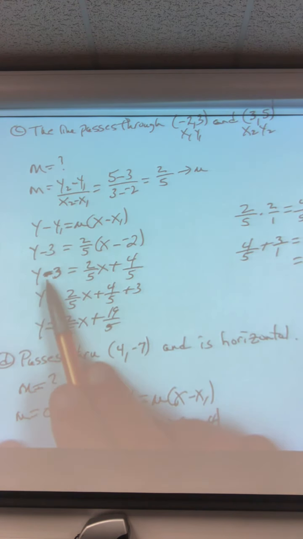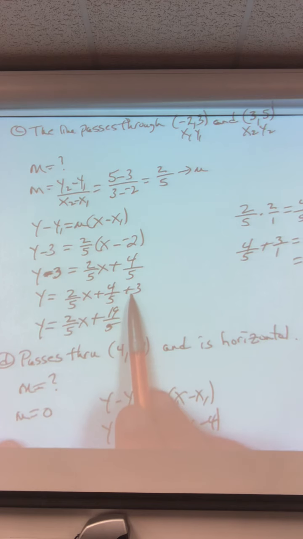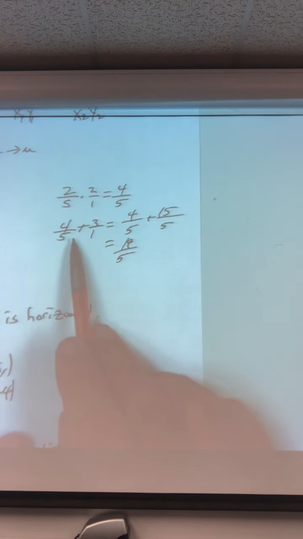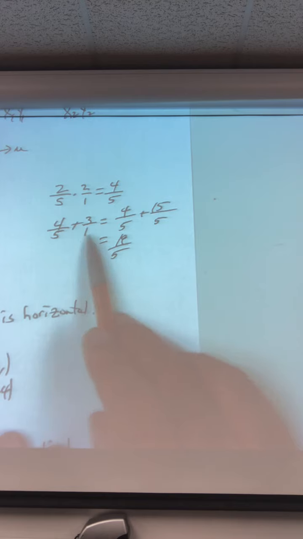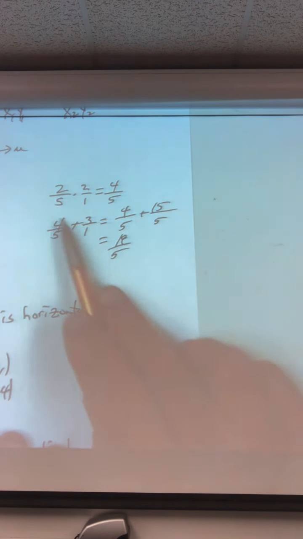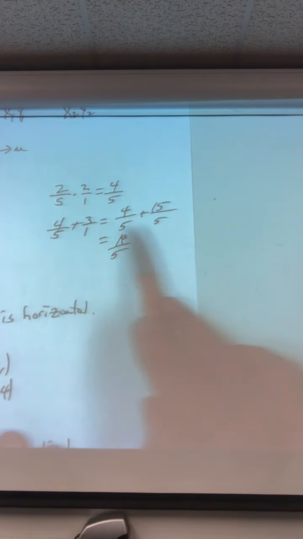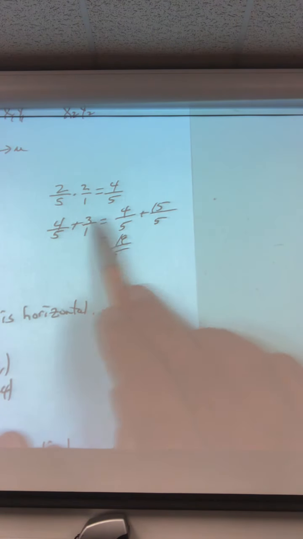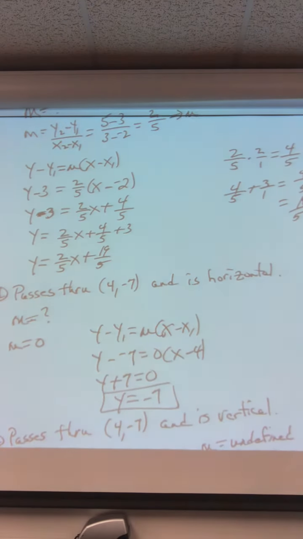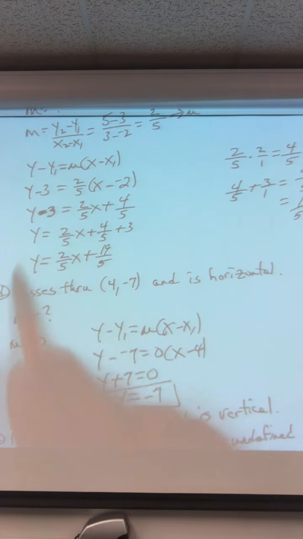Now to get the y by itself, move the 3 over, becomes plus 3. And then I add these two numbers together by getting a common denominator. The common denominator between 5 and 1 is 5. So 5 into 5 is 1. 1 times 4 is 4. 1 into 5 is 5. 5 times 3 is 15 over 5, which is 19 over 5, which is where that comes from. So this is where that answer comes from.